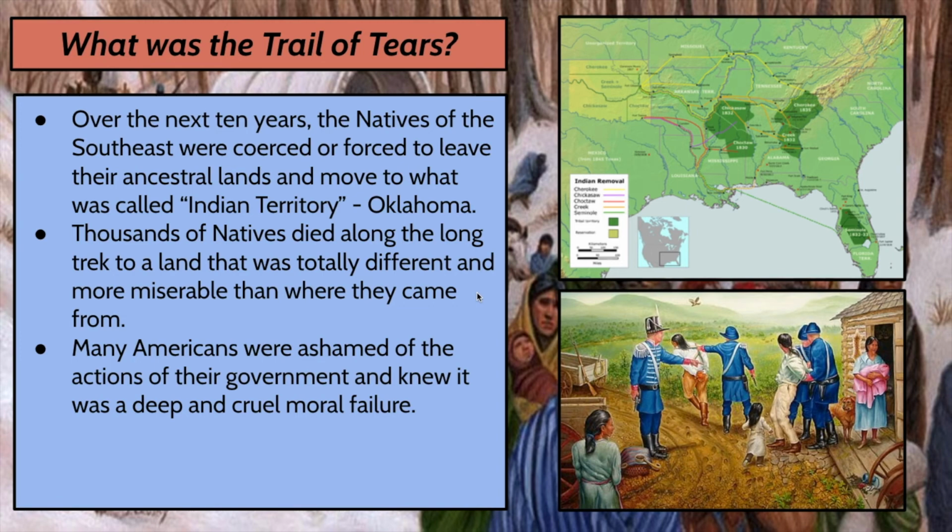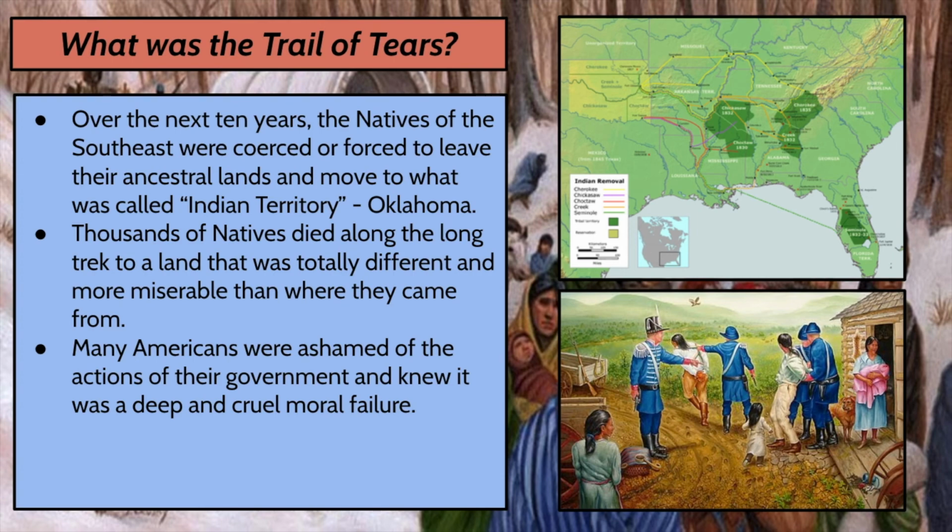Many Americans knew that this was happening, and many Americans were ashamed of the actions of their government, and they knew that it was a cruel and deep moral failure. So this was not universally supported by all Americans, but it was strongly supported by Andrew Jackson. It was strongly supported by the American government, because President Jackson was head of the American government. Obviously, it wasn't supported by the Supreme Court, but President Jackson also had majorities in Congress for the Democratic Party, and he was really the first actual Democratic president.